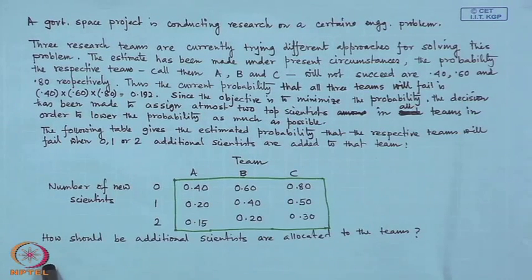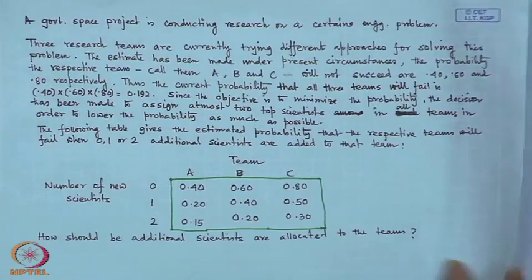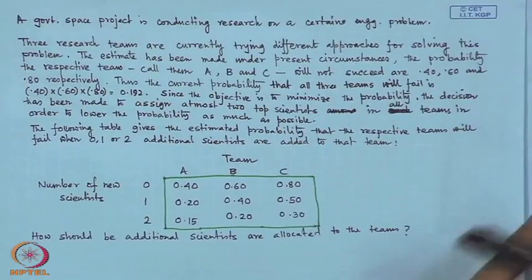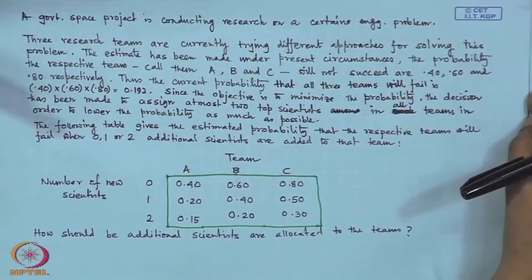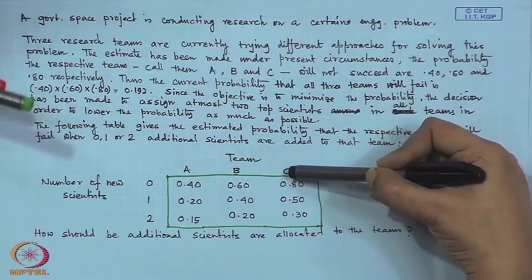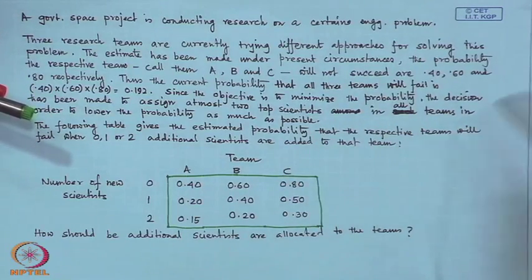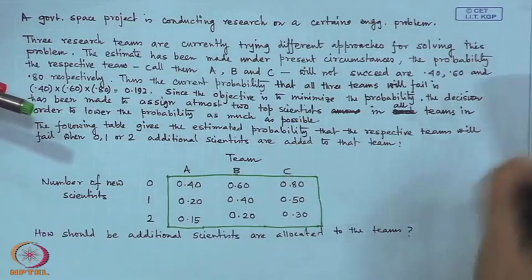Thus, this is the objective of the problem: how should the additional scientists be allocated to the teams so that the failure rate will decrease. That is the whole problem. This problem can be solved with a dynamic programming technique, which will convert the problem into several stages. Here the stages are considered by taking 1 team at a time. First we consider, say, team C, and we will analyze the situation and get the optimal decision for team C, then we move to team B, then we move to team A.